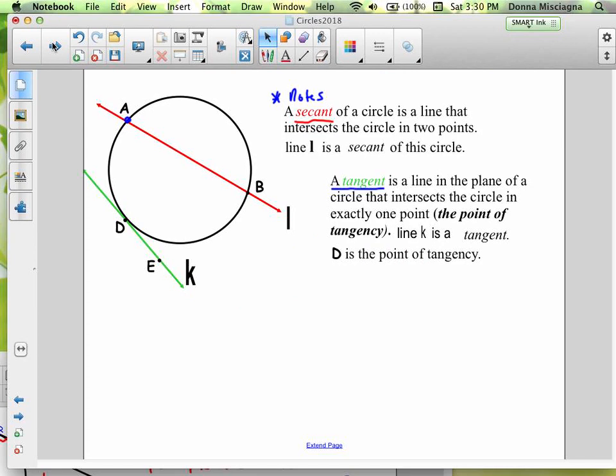All right, so we've talked about secants, and we've talked about a circle and 2 points. So line L here is a secant of this circle. We could also call that, you should put this in your notes, we could also call that line AB.